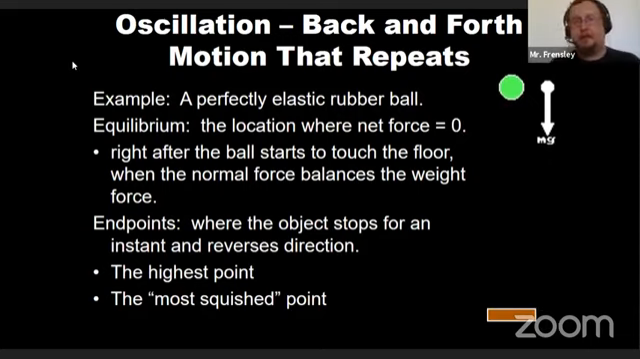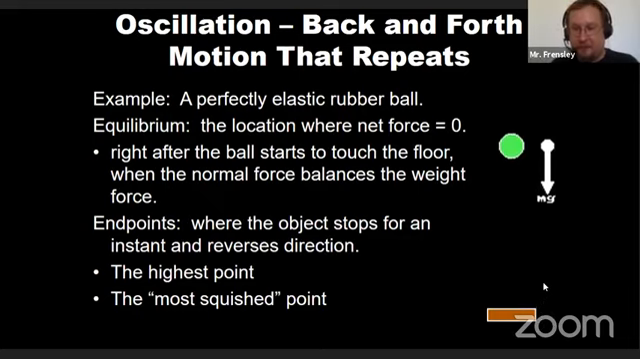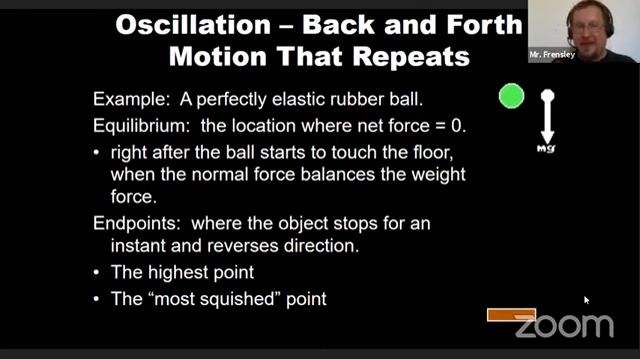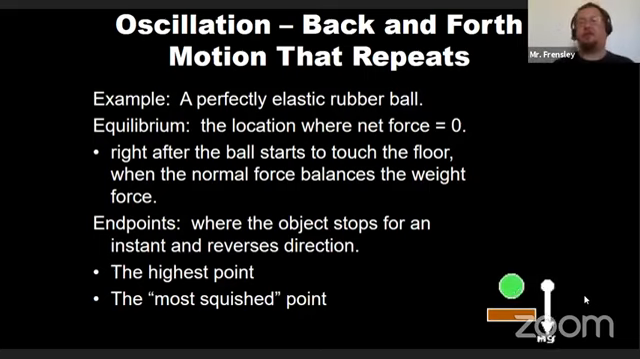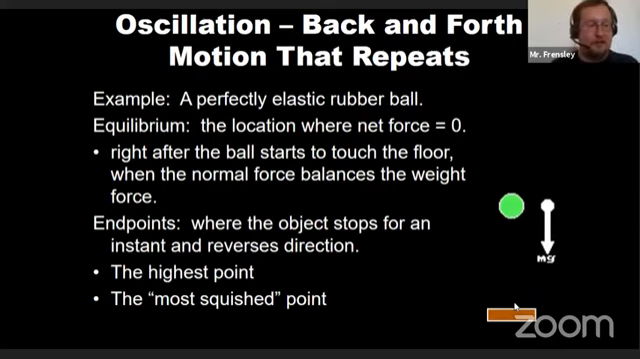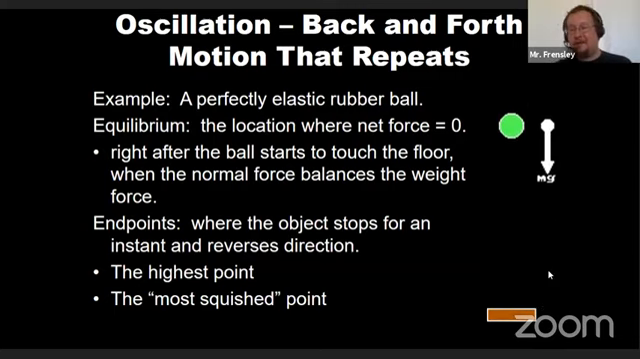So equilibrium is the point in the oscillation where the two forces balance. It happens right about here. You can see that there's a specific moment, I hope you're seeing my mouse cursor, where the mg and the force normal are the same length. All right, that's when the equilibrium is. And then the endpoints are where the object stops and reverses. So for the bouncing ball, that's going to be where the ball's at the highest point and when it's the most squished. So hopefully you can kind of see the equilibrium there. That's when the normal and the mg balance out.